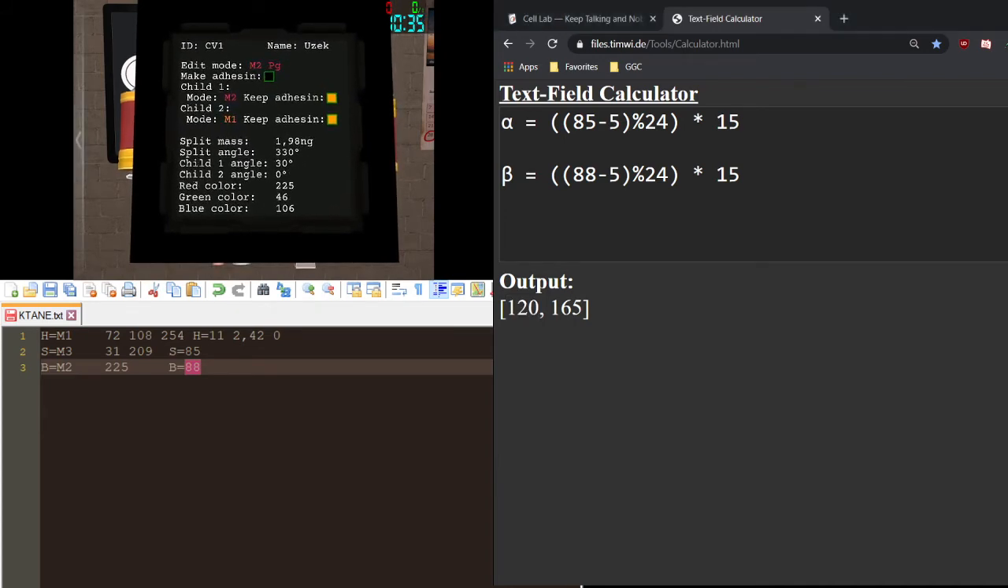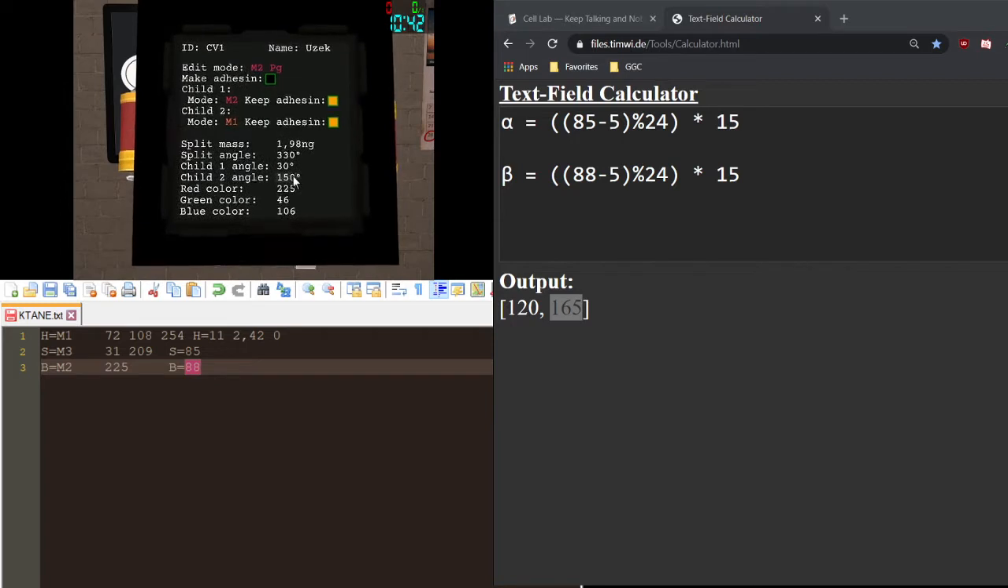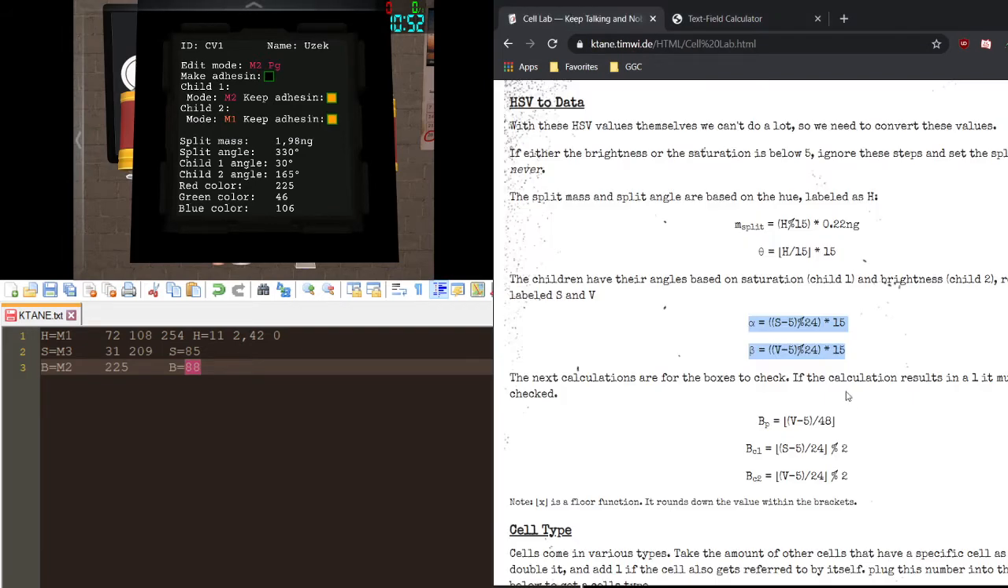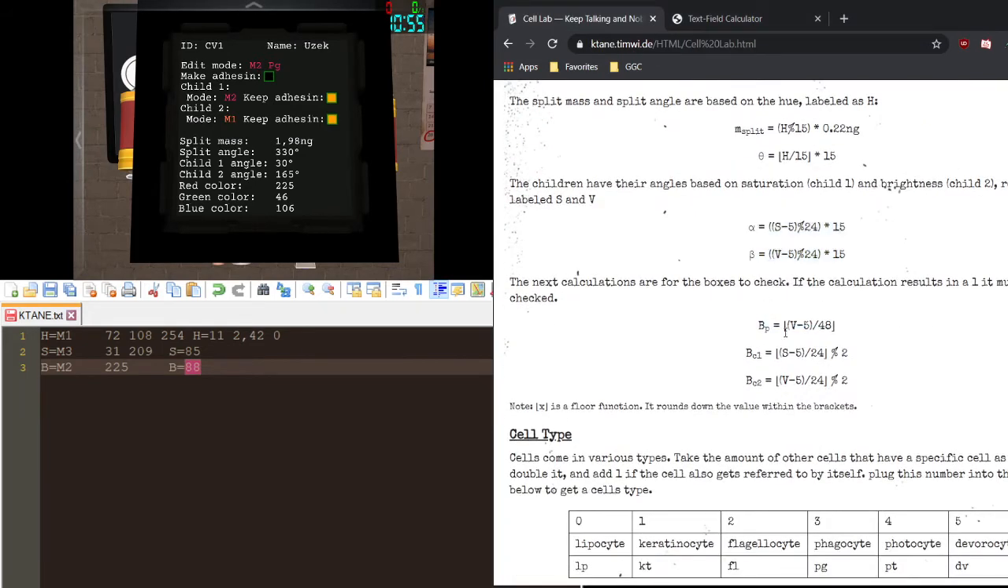And then the second number of this pair corresponds to child 2 angle, which is 162, meaning we can set it. Oh, by the way, if you try to edit any of the predetermined data, the mod just simply won't let you. And then finally, we go to the boxes to check.